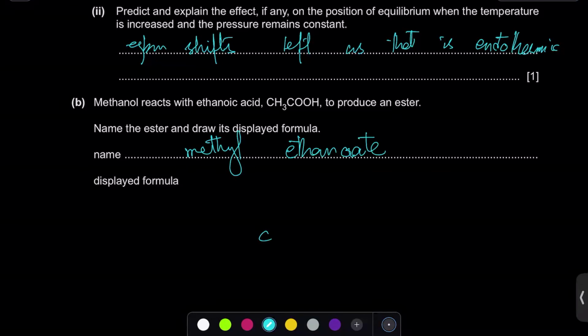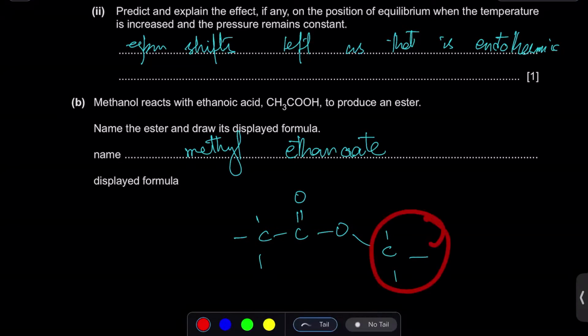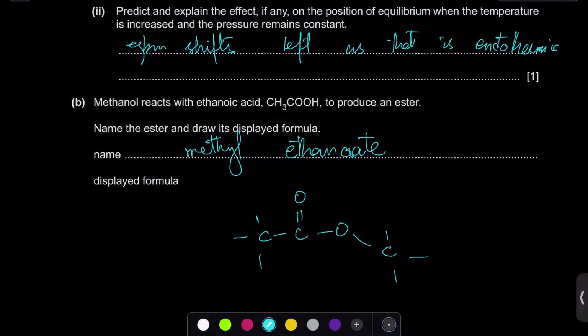It has asked for the displayed formula, which means you have to show all the bonds. So in ethanoic acid we will have the ester group, and that will be joined with the methyl group. So there you go. Okay, I drew it a little slanted so that the branch coming from the alcohol, or this part coming from the acid, is clearly visible.